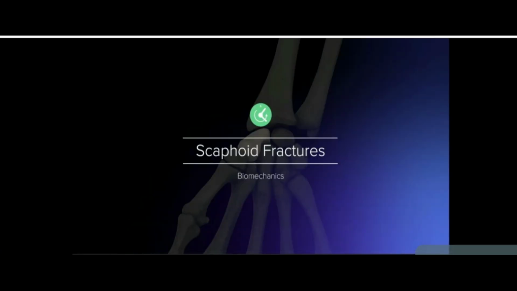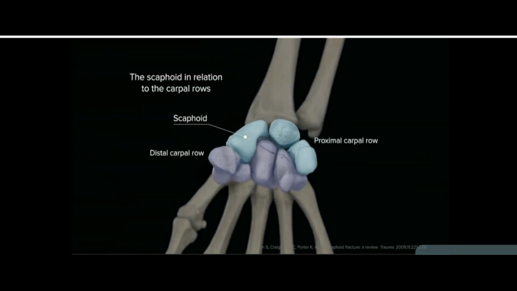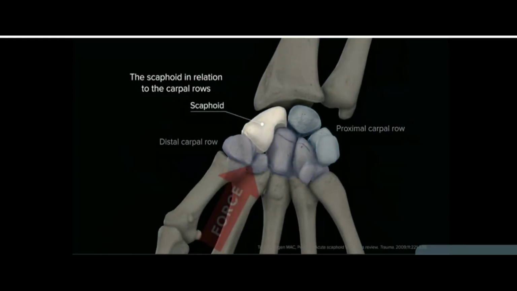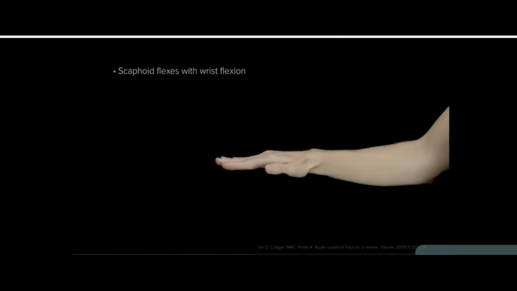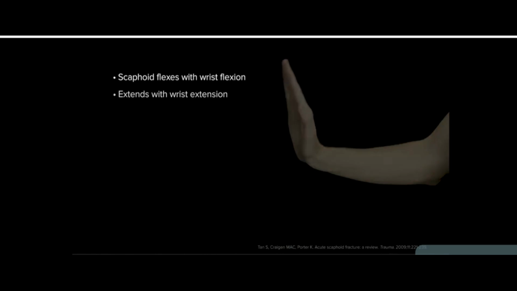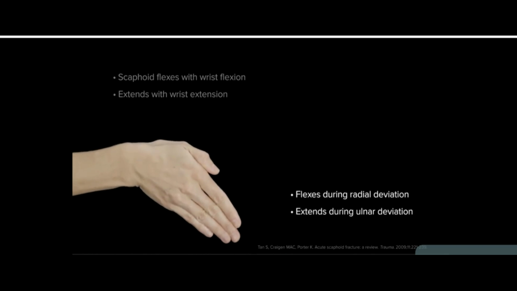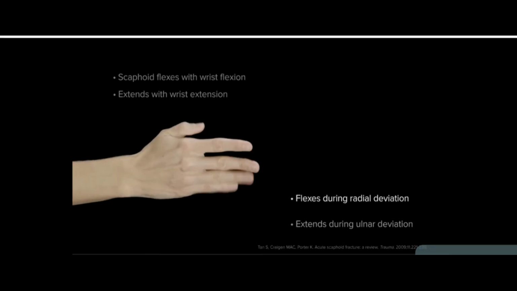A discussion on the biomechanics of the scaphoid as it relates to scaphoid fractures. The scaphoid mechanically links the proximal and distal carpal rows. It spans both rows, as you see here, and therefore has less mobility than the other carpal bones. The scaphoid carries compressive loads from the hand across the wrist to the distal forearm. The bone flexes with wrist flexion and extends with wrist extension. It also flexes during radial deviation and extends during ulnar deviation. These factors make mobilization of scaphoid fractures difficult, especially when there's displacement.